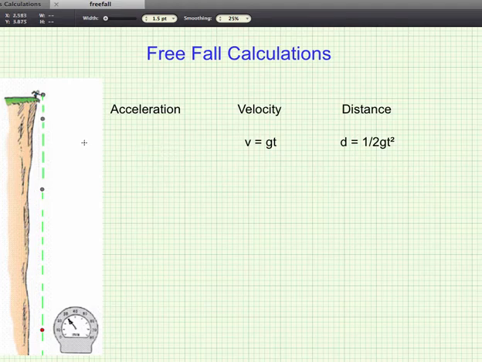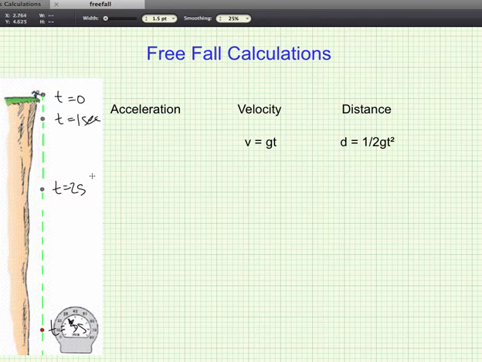And we want to see what happens to the acceleration, the velocity, and the distance that they travel over each successive second. What I mean by that, let's say that this point right here is at t equals 0 seconds. So at the starting point, this would be t equals 1 second. This would be t equals 2 seconds. And finally, we would have t equals 3 seconds.